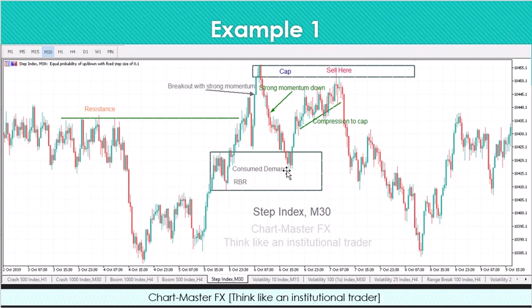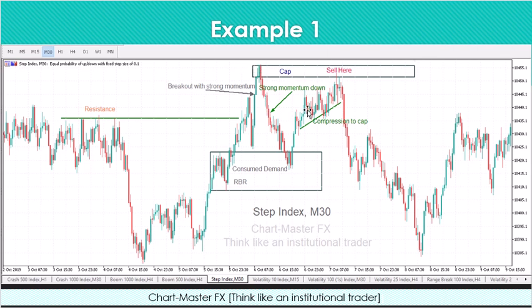base. Then the price went up with a shock, with a strong momentum, just for a short time. And the price started to compress until it reached the cap area. Once the price reached the cap area, then the price dropped. And look guys, we had a fresh demand here, so this would be your target profit on a fresh demand, and our stop loss would be just above the cap area.